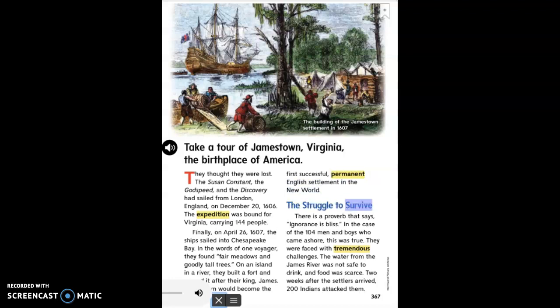The struggle to survive. There is a proverb that says, "Ignorance is bliss." In the case of the 104 men and boys who came ashore, this was true. They were faced with tremendous challenges. The water from the James River was not safe to drink, and food was scarce. Two weeks after the settlers arrived, 200 Indians attacked them, the building of the Jamestown settlement in 1607.